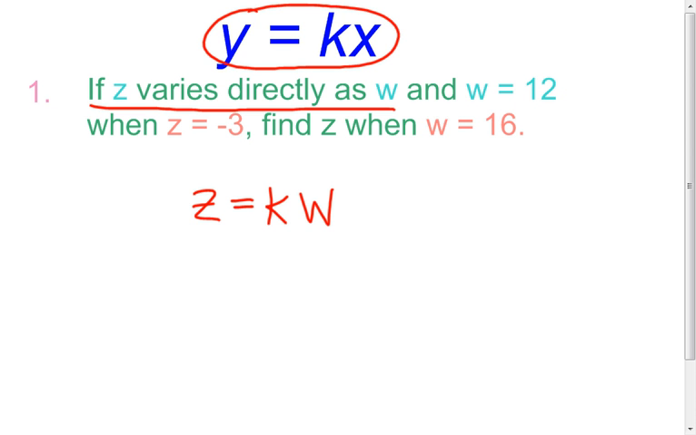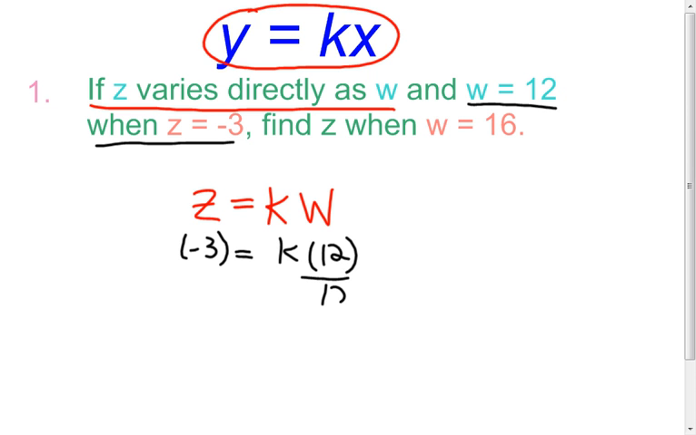The first goal you want to do is be able to find your constant. So in this case, I know that w is 12 when z equals negative 3, and I don't know my constant. But if I go just that far, and only that far, I should be able to figure out what my constant is. So I will divide by 12 to solve for k. And k equals negative 3/12, which is negative 1/4. I'm not done, but now I know that's my constant.